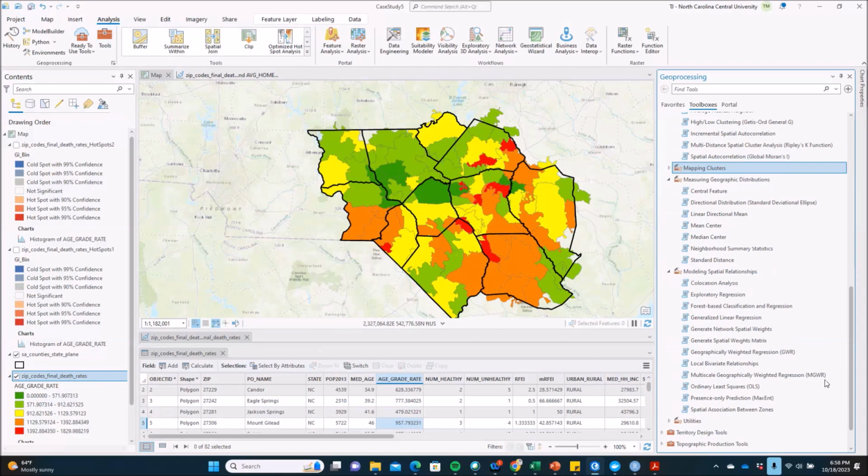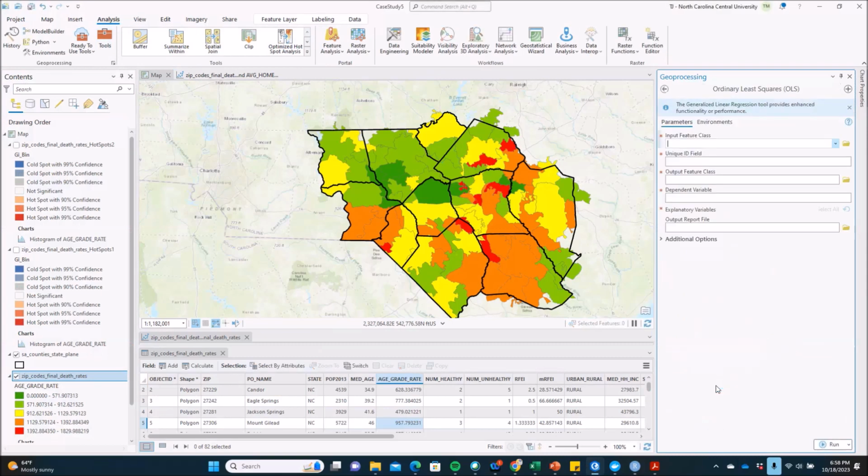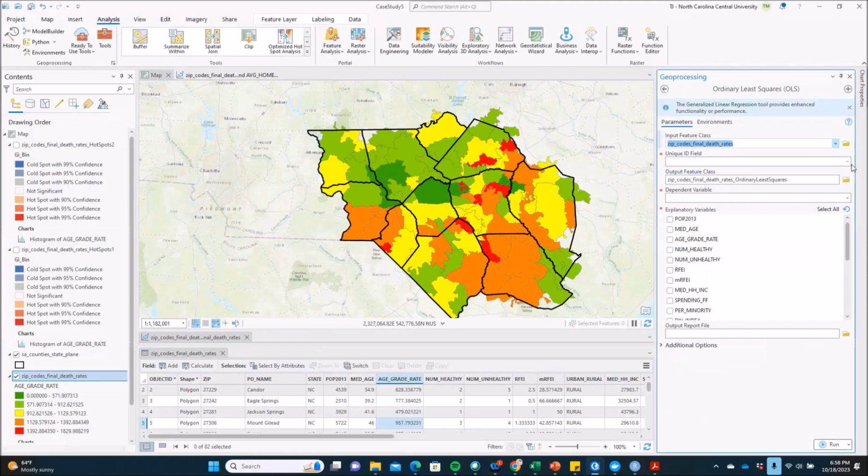But we're going to click on this easy one here called OLS. So we're going to click on OLS. What does OLS give us? Okay, our input feature class is going to be what? Our zip codes. The unique ID field is, I believe I created an ID. Okay, so I believe I created an ID.